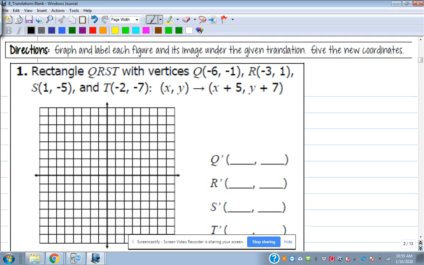Rectangle QRST with these vertices is shifted using this symbolic form. So X's are going to shift plus 5, Y's are going to shift plus 7. Okay, so we're going to draw the image. So negative 6, negative 1, that's at Q. And then R is at negative 3, positive 1, S is at 1, negative 5, and T is at negative 2, negative 7. So there's our rectangle for our pre-image.